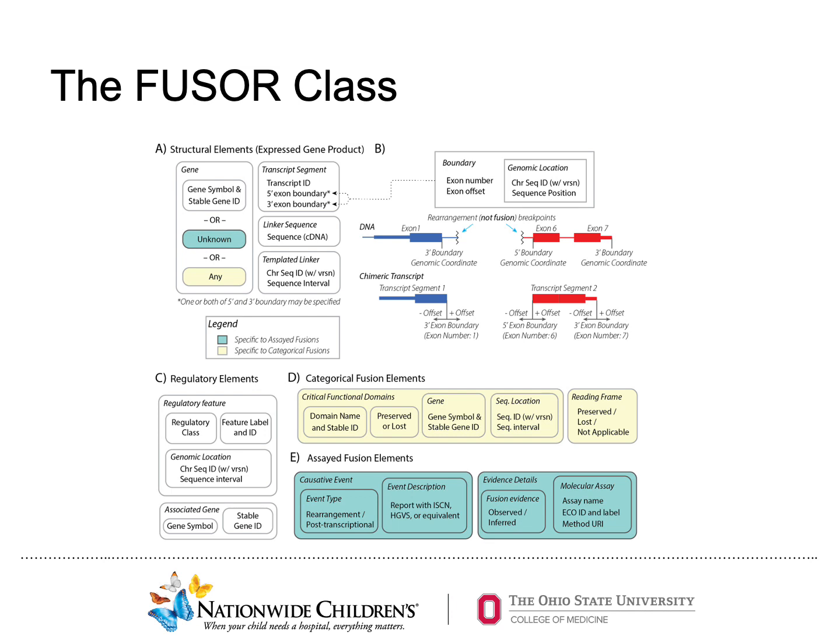Additionally, FUSOR covers both the structural and regulatory elements that comprise fusion events, as you can see on the slide. These structural elements include the gene symbol and associated HGNC ID, transcript ID, and data describing a linker sequence, if present. The regulatory elements, in the context of categorical fusions, include the class, such as the functional domain, the ID, and genomic location. Although the use case of certain elements is specific to the type of fusion that is being understood, FUSOR is again able to model a wide range of fusion events.